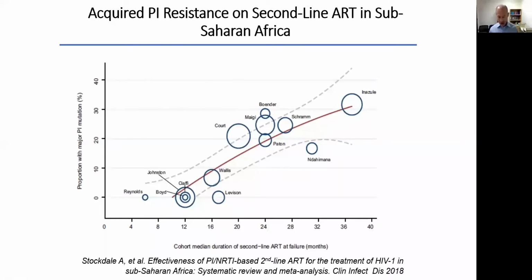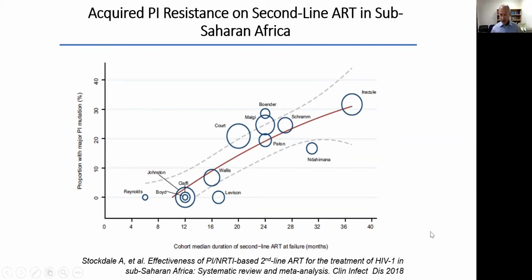Resistance to protease inhibitors develops at a much slower rate than resistance to NRTIs and NNRTIs. However, this figure shows that by 2 to 3 years, about 25% of persons receiving a second-line lopinavir-containing regimen will have developed one or more PI resistance mutations. We don't have similar data yet for atazanavir, which is also recommended for second-line therapy.